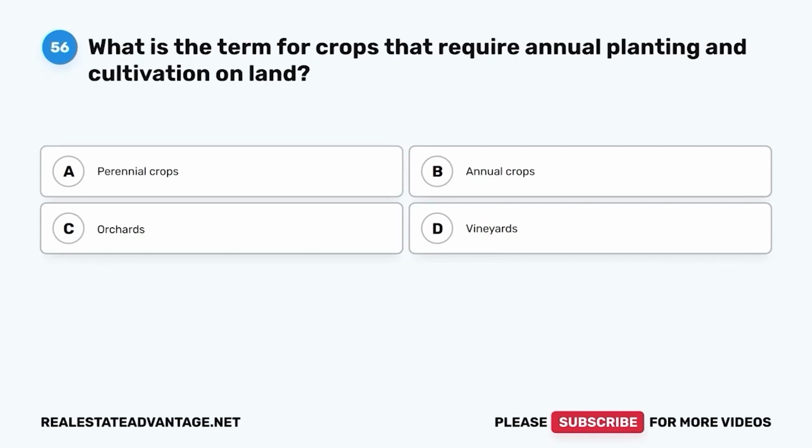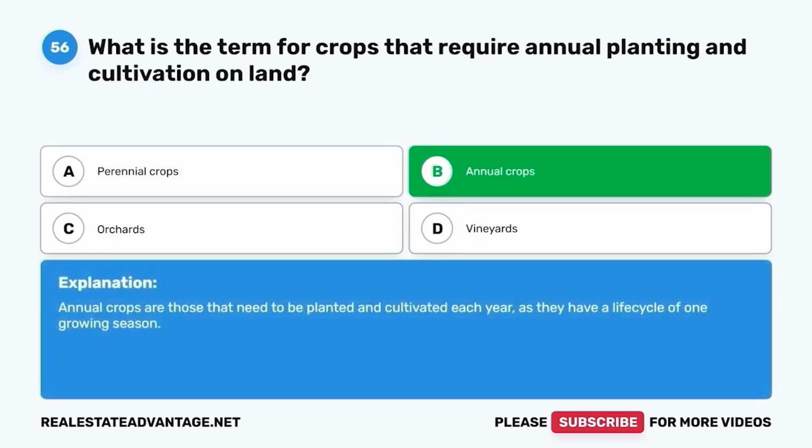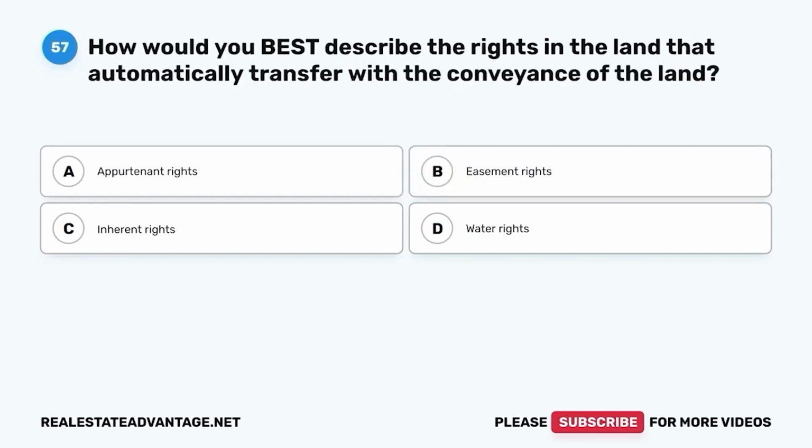A, perennial crops. B, annual crops. C, orchards. D, vineyards. The correct answer is B, annual crops. Annual crops are those that need to be planted and cultivated each year, as they have a life cycle of one growing season. Question 57. How would you best describe the rights in the land that automatically transfer with the conveyance of the land?